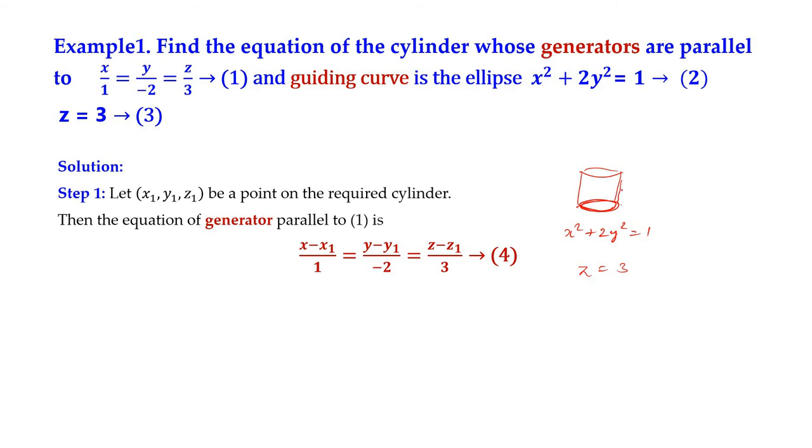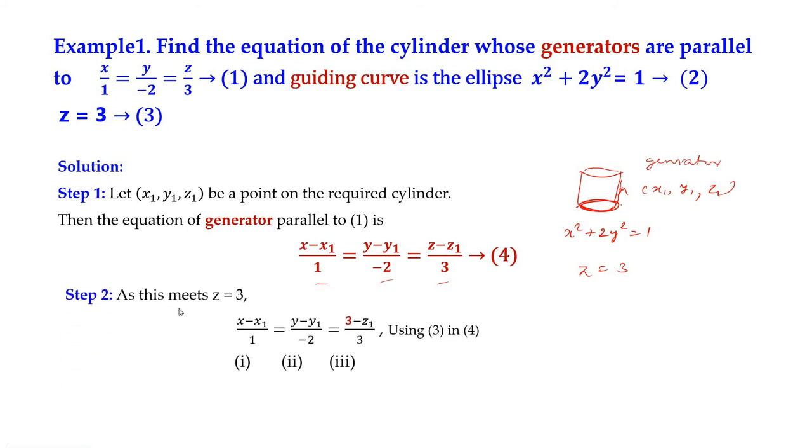So any point on this, if we take it as, say, x1, y1, z1, now having known the DCs as this, the equation of this generator we can easily write out as this. We shall name that as equation 4. Now from 4 we can obtain any point on the line, and this meets z equal to 3, and so therefore you can replace your z by 3.